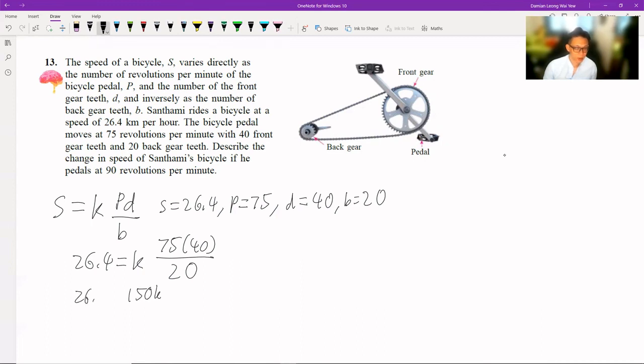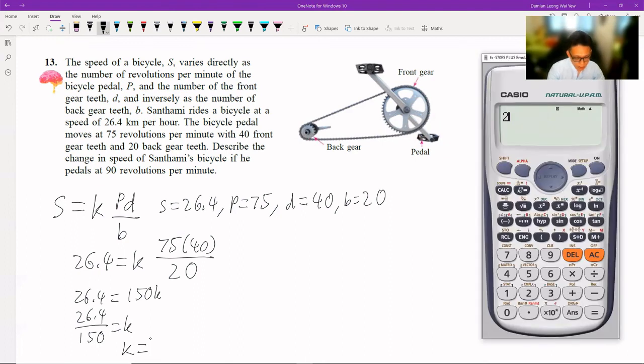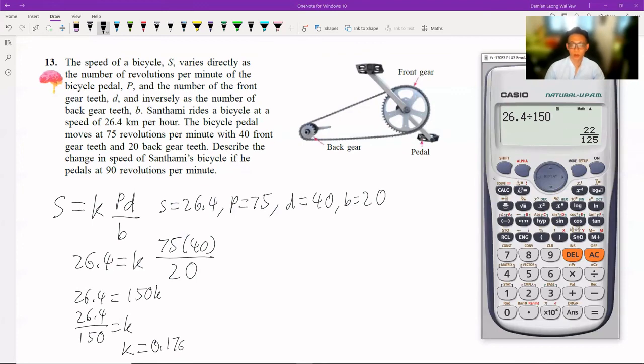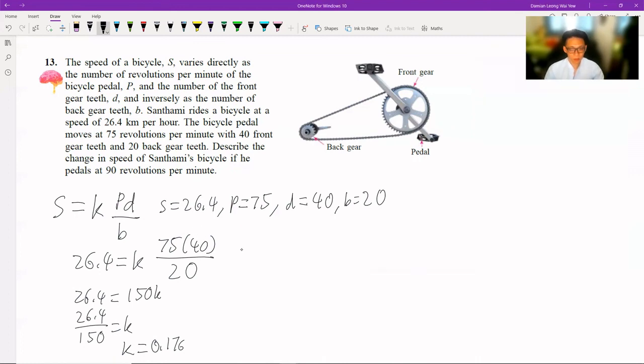150K equals 26.4. Times opposite divide, so divide 150. So K would be 26.4 divided by 150, which is 0.176. Or if you want to put fraction, 22 over 125 also is fine. Let's say this time I put in fractions. So I know S equals 0.176 times your PD over B.